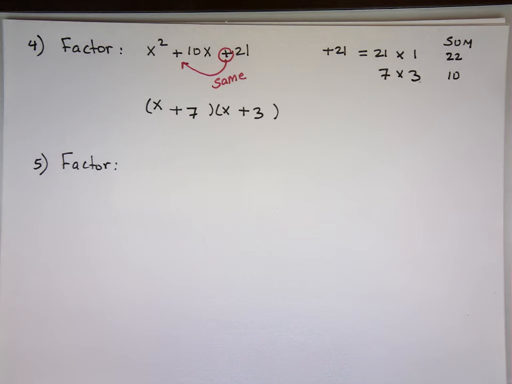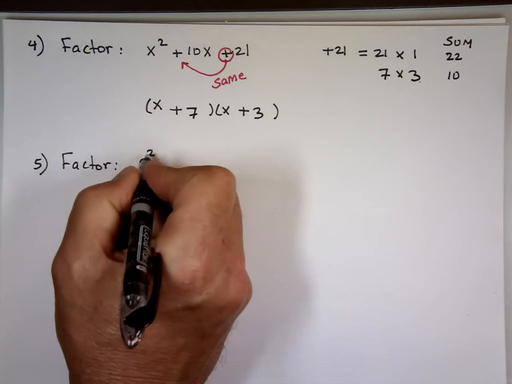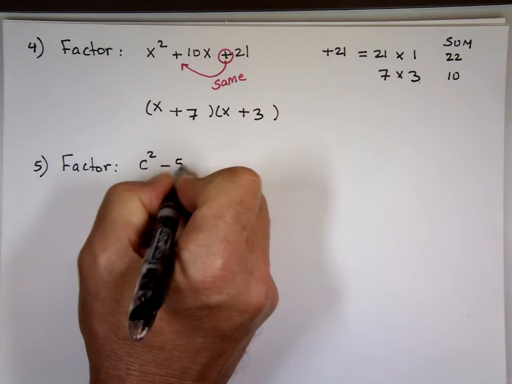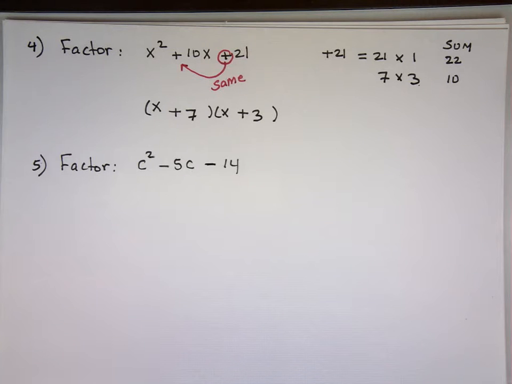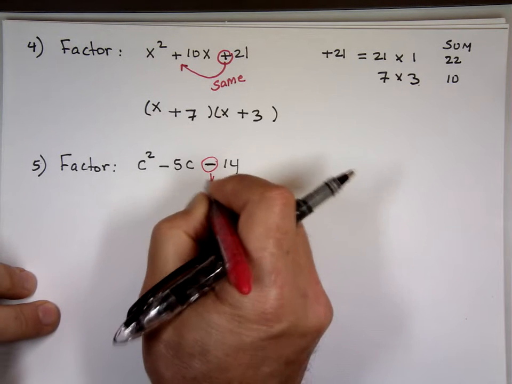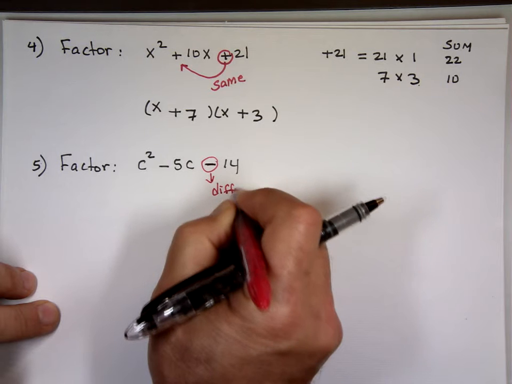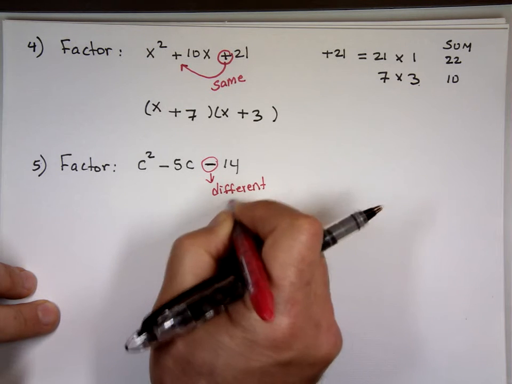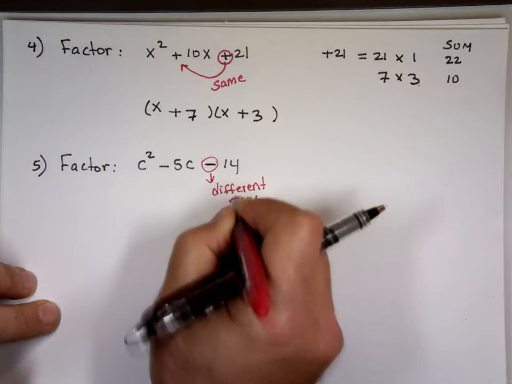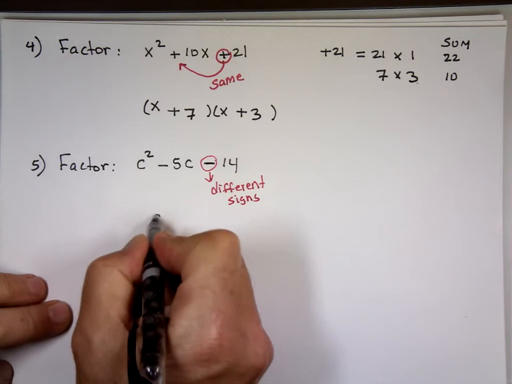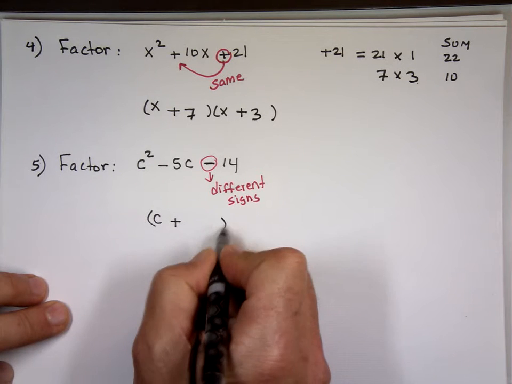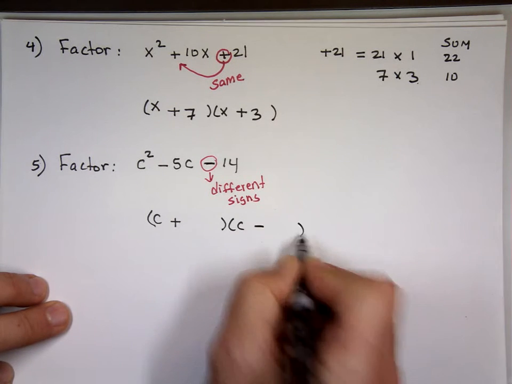The next one, factor c squared minus 5c minus the 14. This sign is minus. That tells me we're going to have different signs. That means one is positive, one is negative. So this is going to be c, one is positive and the other one is negative. So here's the negative 14.